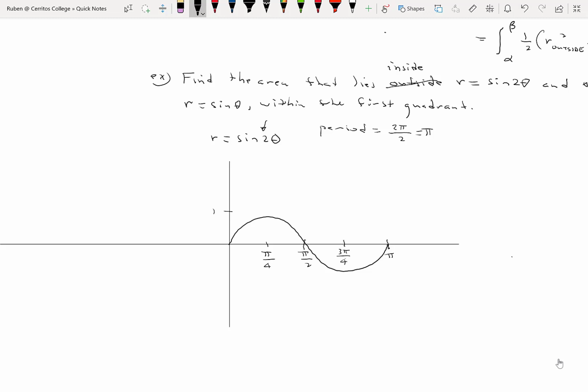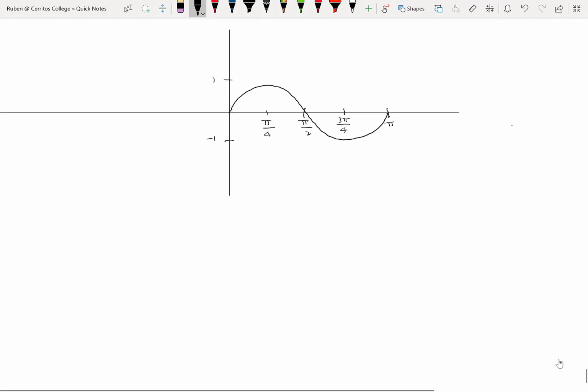And the amplitude is 1, so it goes up to 1, down to -1, and so forth. All right, so let's transform this graph of r equals the sine of 2 theta, graphed in the rectangular r versus theta plane. Let's graph this in the polar plane now.